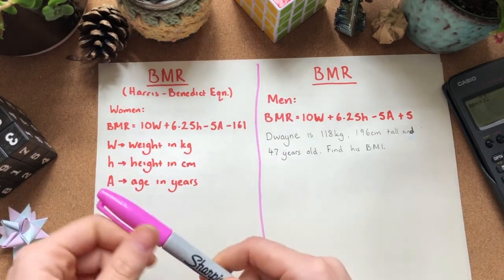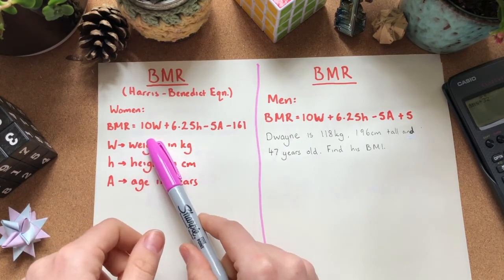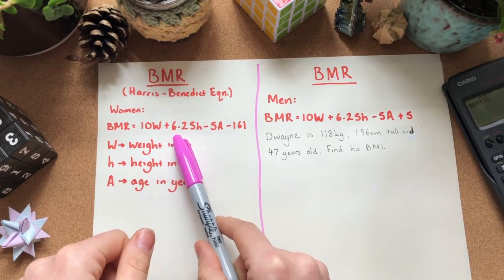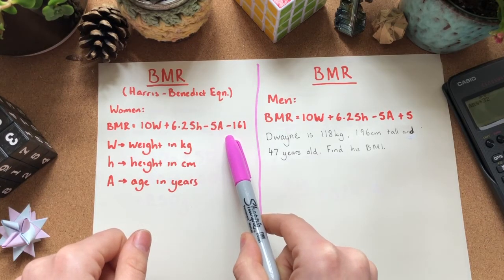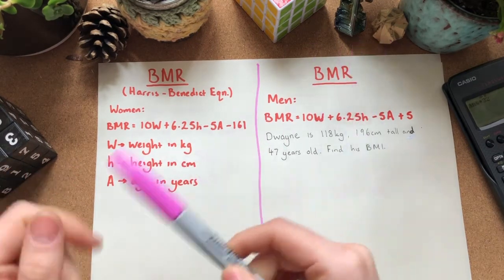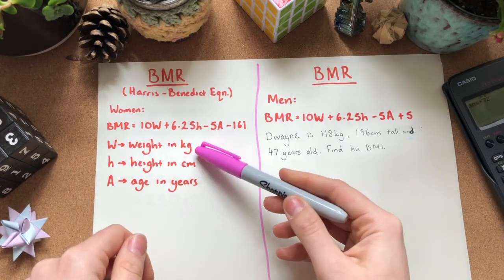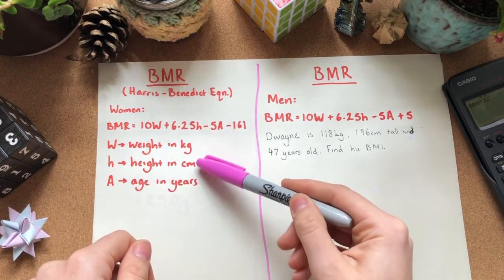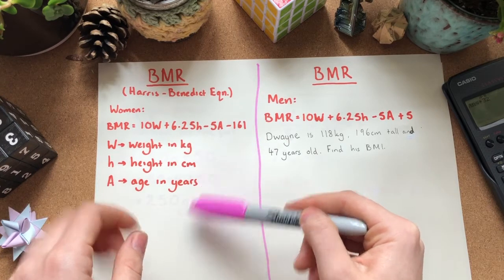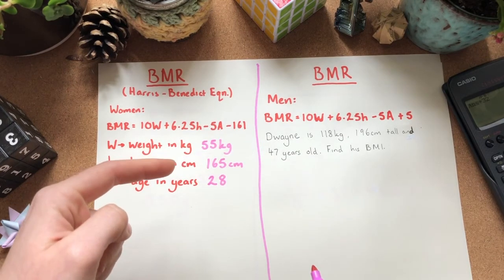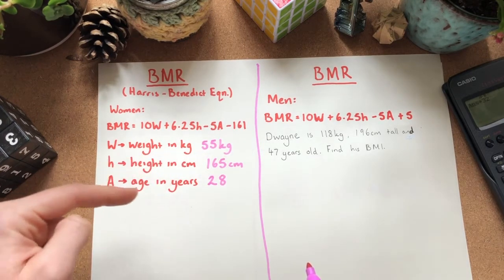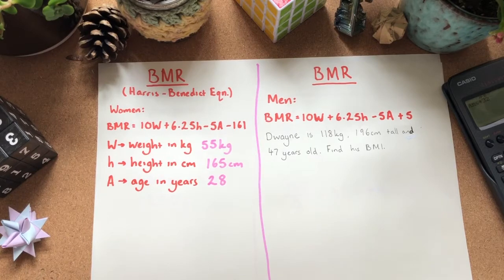And so the one for women, we've got the BMR is 10 times your weight plus 6.25 times your height minus 5 times your age minus 161. And it's important that we get the units right for these as well. So weight is in kilograms, height is in centimeters, and age is in years. So if I were to put my stats in, it would look something like this. I'm 55 kilograms, I'm 165 centimeters tall, and I am 28 years old. So let's substitute that into the formula.